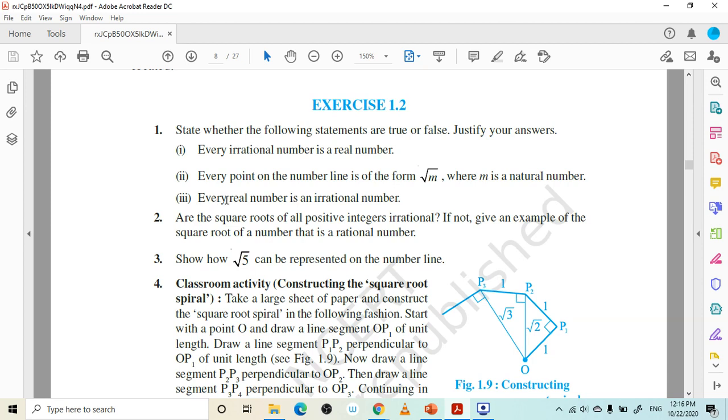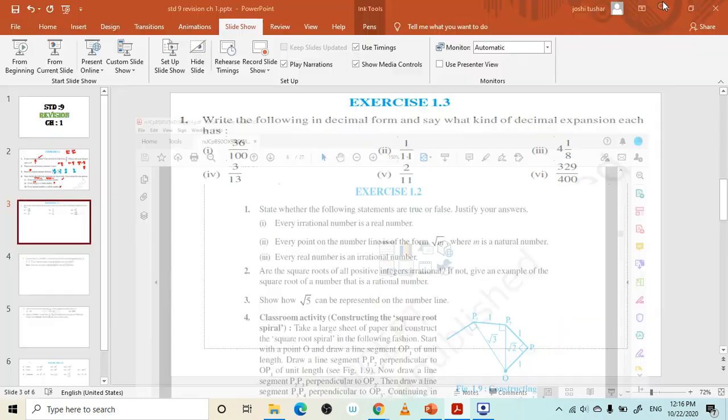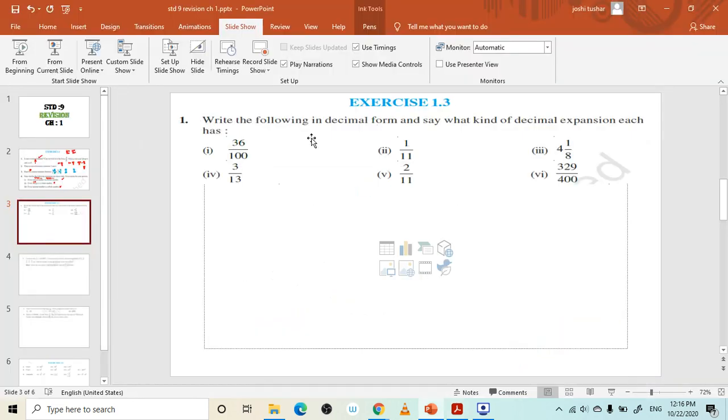Now the third one: every real number is an irrational number. Every real number is an irrational number? No. This is false. It was so simple and not exam oriented, so I haven't included it. Now again, back to the point. Third exercise.